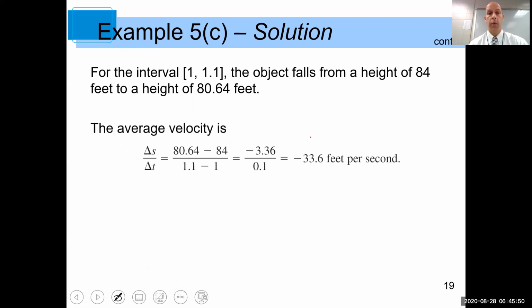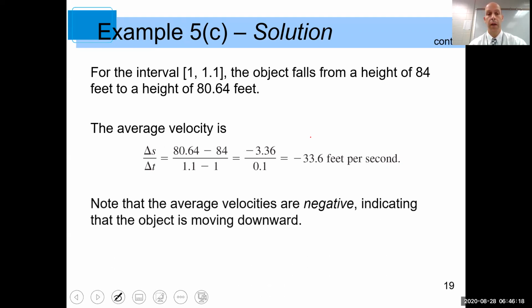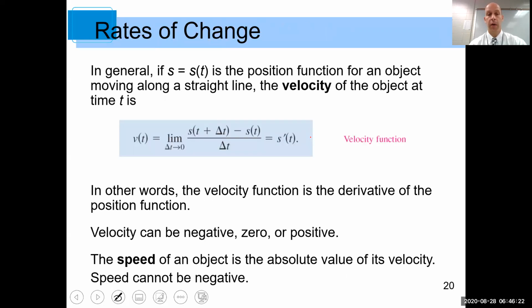And then last but not least, we're only going to go from 1 to 1.1. So here, the change in the position is negative 3.36. The change in time is only 1/10 of a second. So the average rate of change here is negative 33.6 feet per second. Now, those three questions are average rates of change. Those aren't really calculus-y questions. They are, but you could have done all three of those in Algebra 1. Note that the average velocities are negative, indicating that the object is going down.